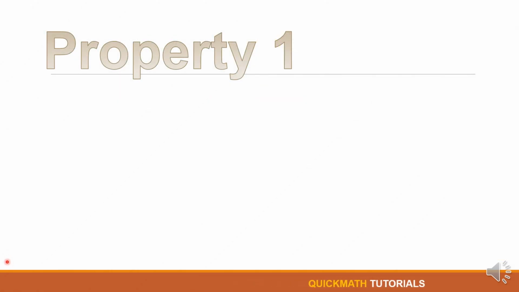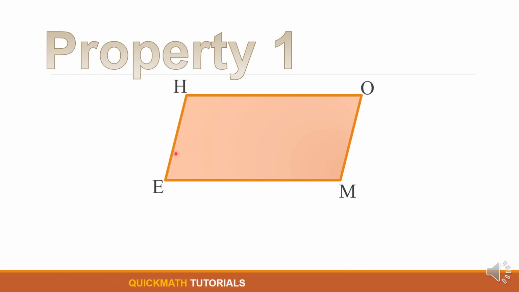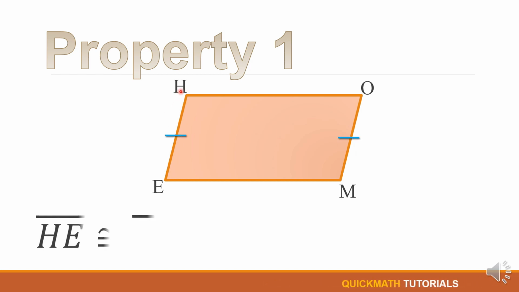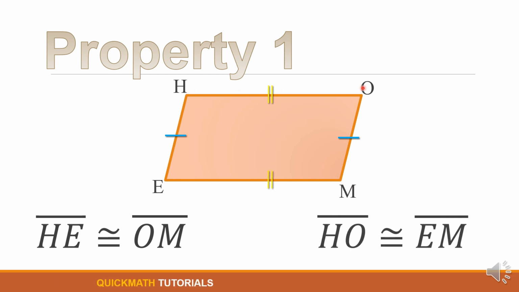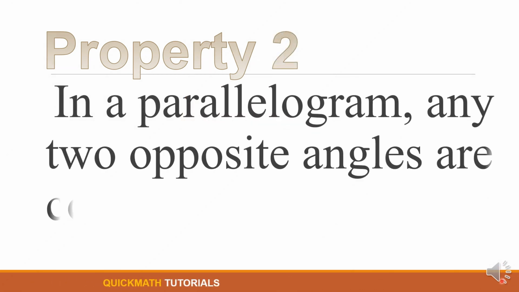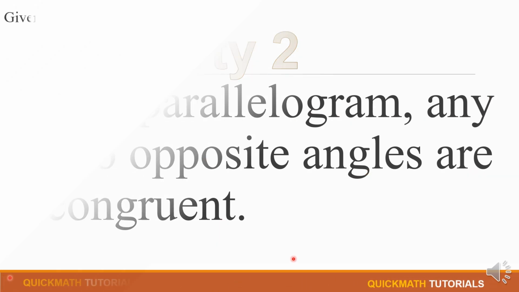Now, since we are done proving property number 1, by illustration, in a parallelogram, any two opposite sides are congruent. So we have this line segment HE is congruent to the line segment OM. And we also have the opposite sides, the line segment HO is congruent to the line segment EM. Now let's have property number 2. In a parallelogram, any two opposite angles are congruent.